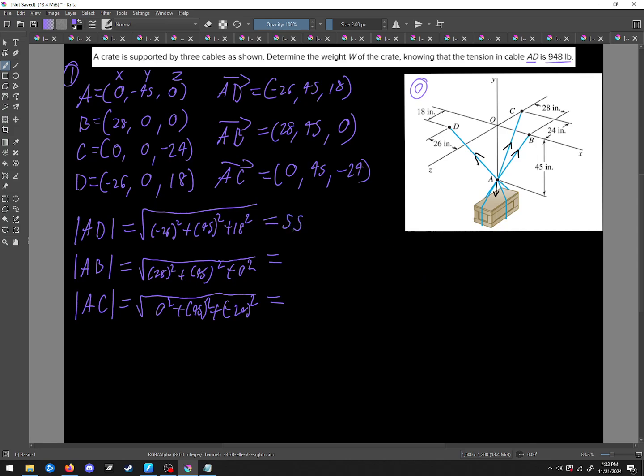I'm getting a 55, and then the square root of 28 squared plus 45 squared plus 0 squared, I'm getting a 53, and then the square root of 45 squared plus 24 squared. I'm getting a 51. This is the magnitude of each of these vectors.